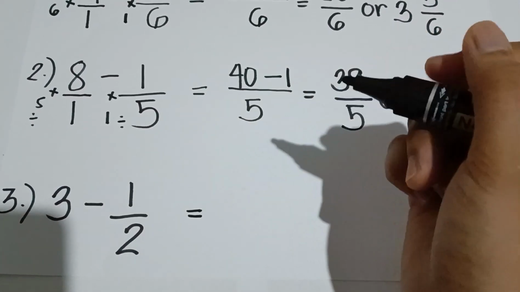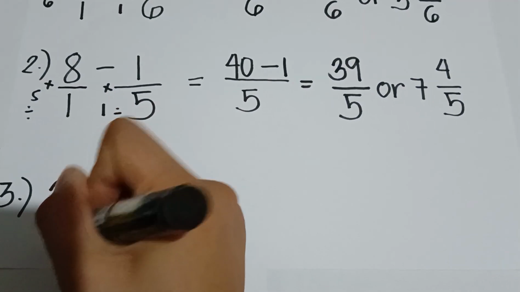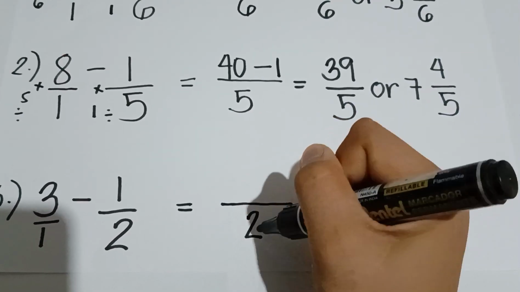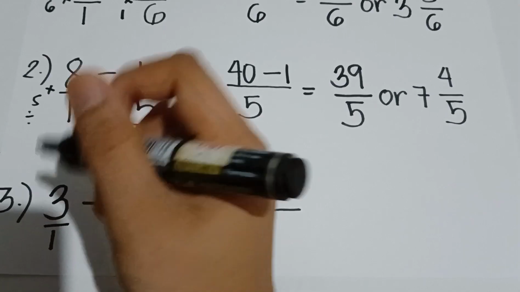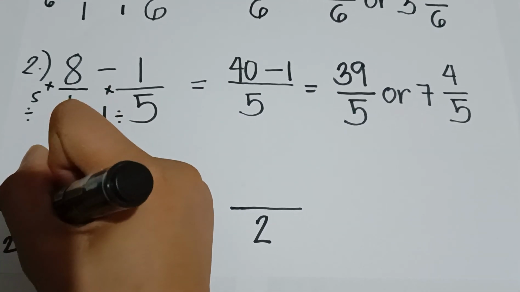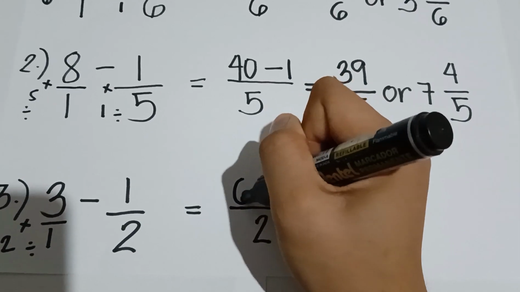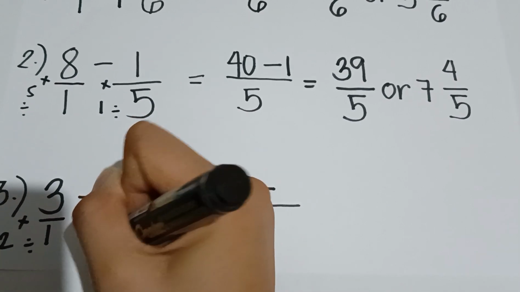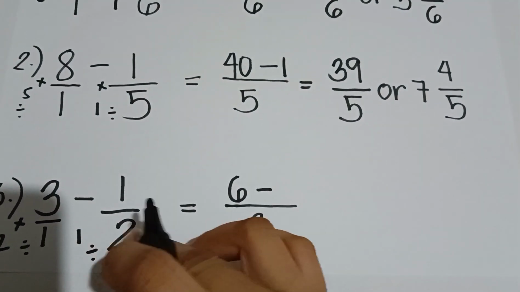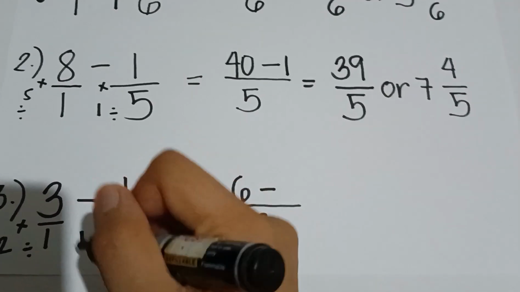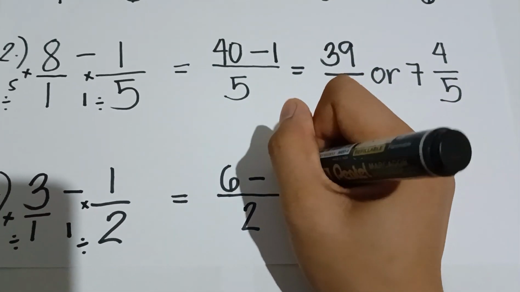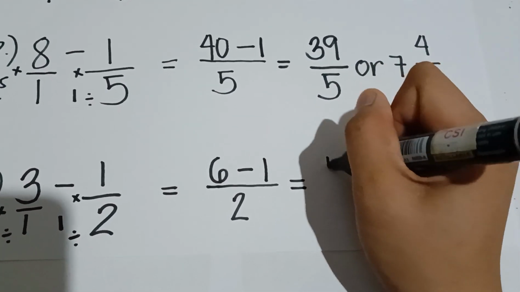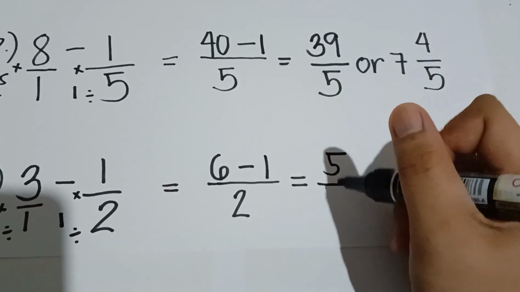Third example, we have 3 minus 1/2. We give 3 a denominator of 1. Then let us find the least common denominator, or the LCD. 2 divided by 1 is 2. And then 2 times 3 is equal to 6. Minus 2 divided by 2 gives us the answer of 1. And then 1 times 1 is equal to 1. Then 6 minus 1 is equal to 5 over 2.